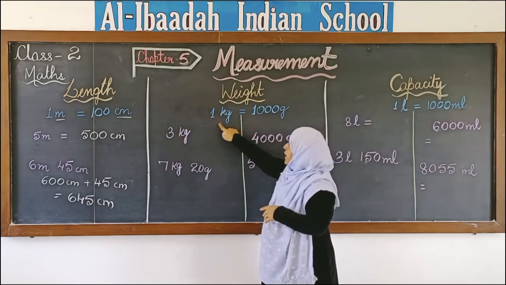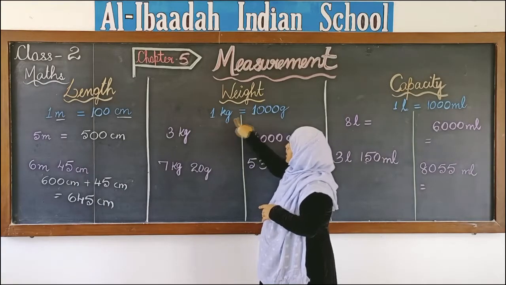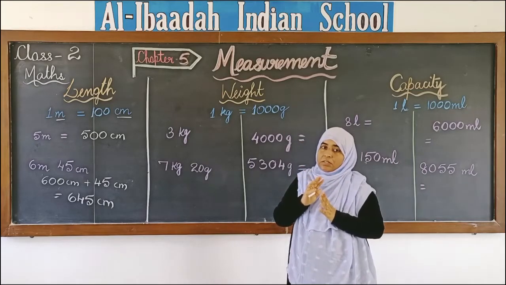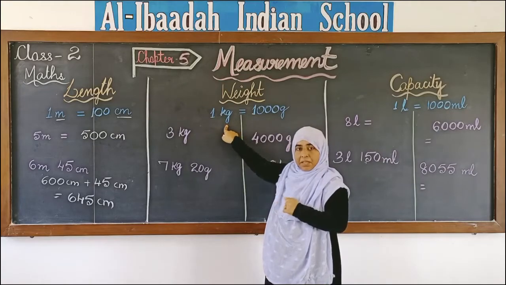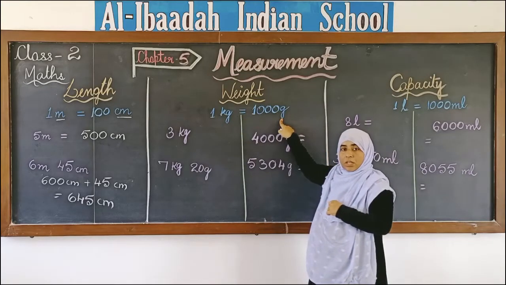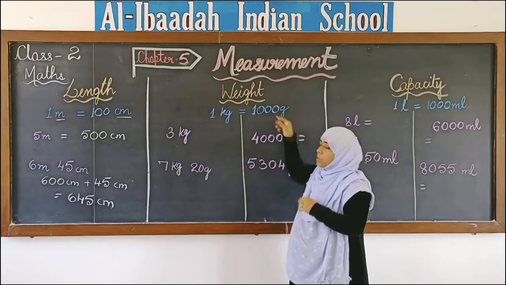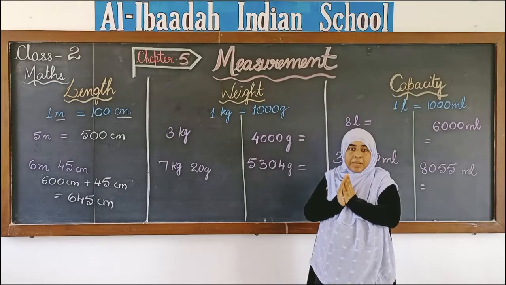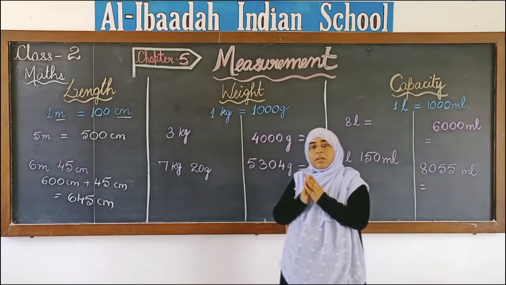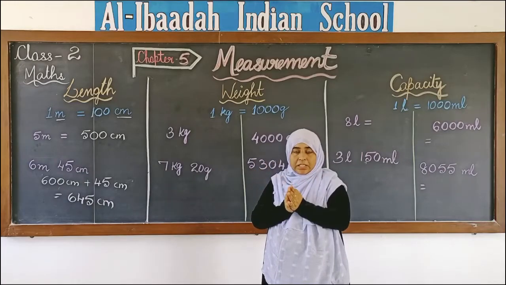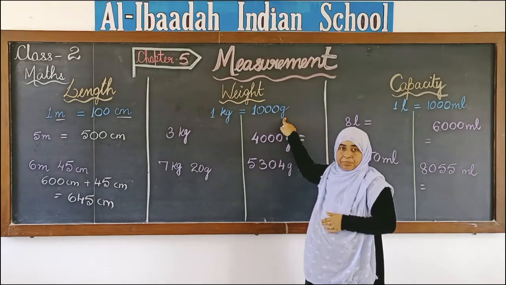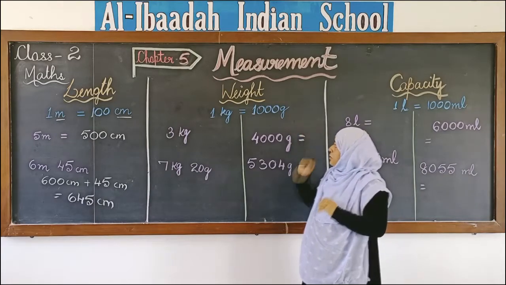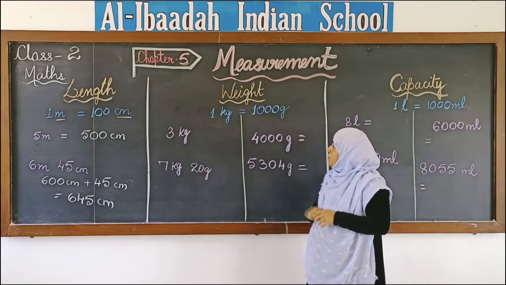Now 1 kg, that is 1 kilogram, is equal to 1000 grams. Which is the bigger unit here? Kilogram is the bigger unit and gram is a smaller unit. So if we have 1000 grams together, that will make 1 kilogram. So kilogram is a bigger unit, more in quantity compared to gram. Gram is a smaller unit, less in quantity. Fine. So 1 kilogram is equal to 1000 grams.